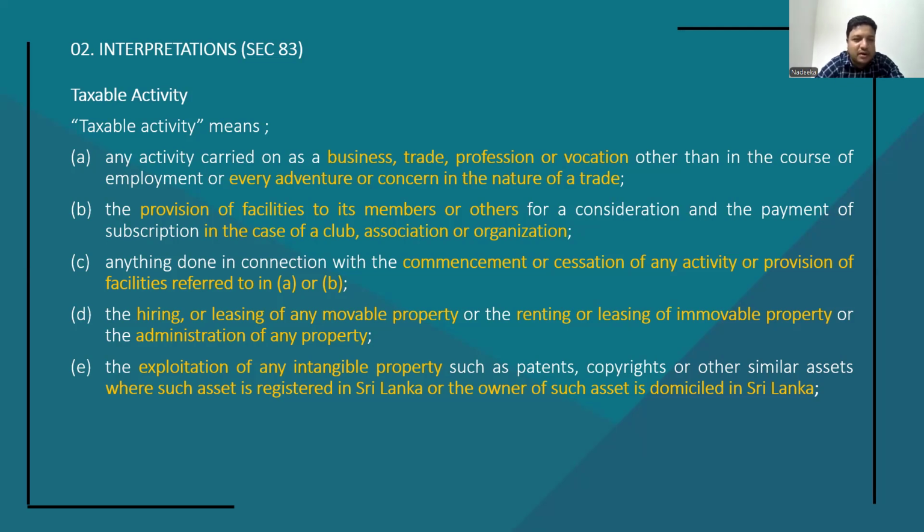Number 2, or B, the provision of facilities to its members or others for a consideration and the payment of subscription in the case of a club, association, or organization. So there are various clubs and associations. They provide services to their members. Sometimes you have to pay a membership fee or annual subscription to maintain your membership. And you get various services from these clubs and associations. The Act says they are in a taxable activity and they are liable to pay tax on what they do.